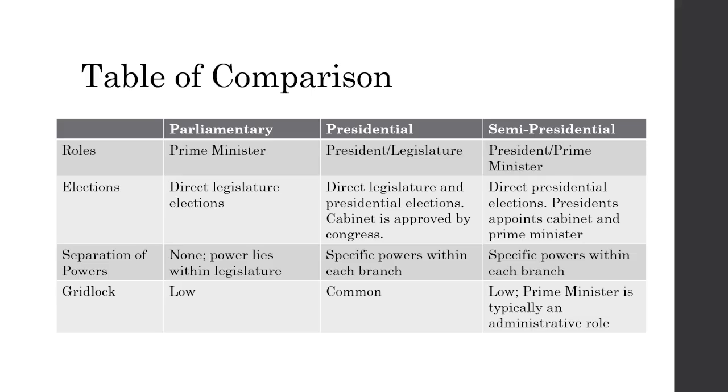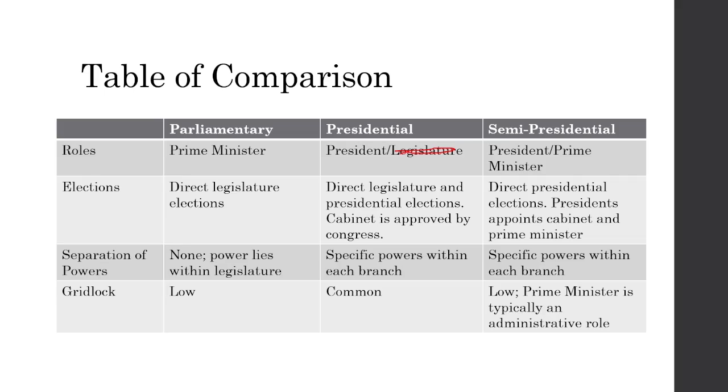So I'm awesome, because I've just provided a table of comparison for you, and we'll go through it real quickly. So, roles of the parliamentary, presidential, and semi-presidential systems. Parliamentary systems have a prime minister. Presidential systems have a president. There's also a legislator, but there's also a legislator in the other two systems, so I'm actually going to cross that out real quick. And then the semi-presidential system has both a president and a prime minister. It's semi-president, semi-prime minister.